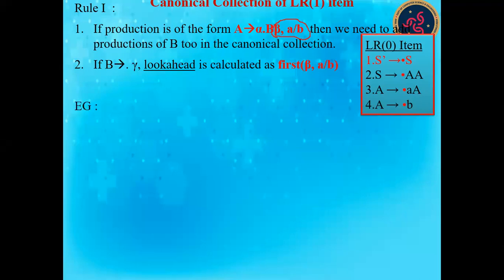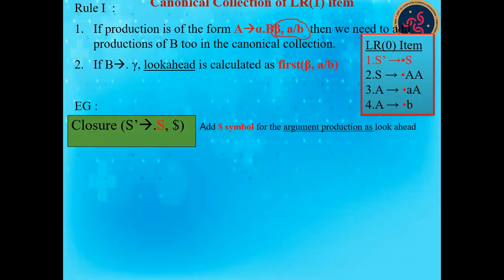We need to find the closure of this production. For the augment production, the dollar symbol will always be the look ahead symbol. We can use the dollar symbol for the first production as a look ahead symbol. So here this dollar symbol is added.